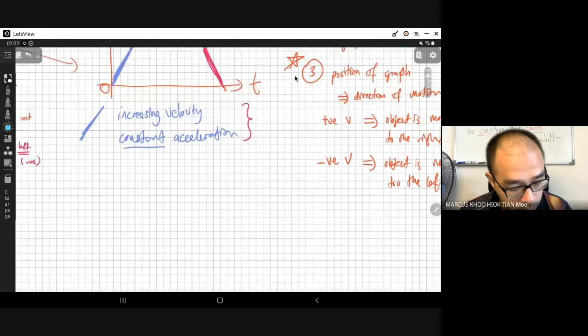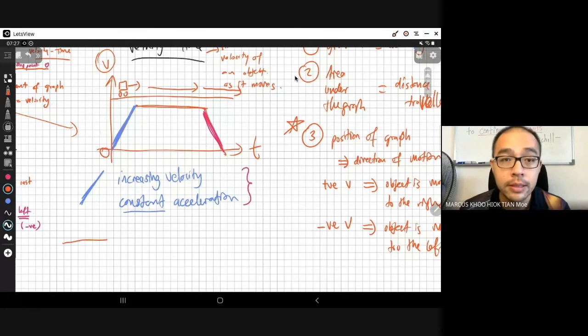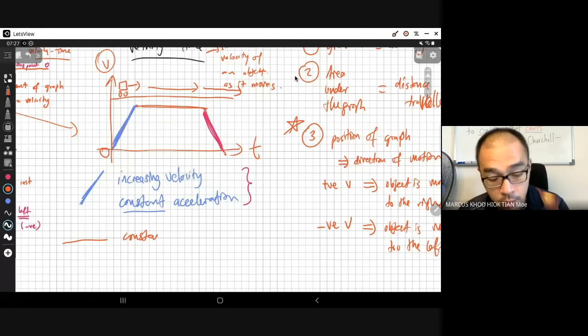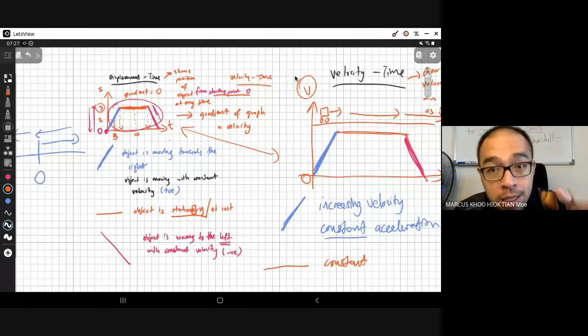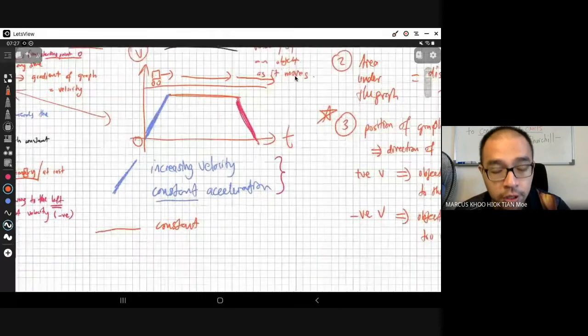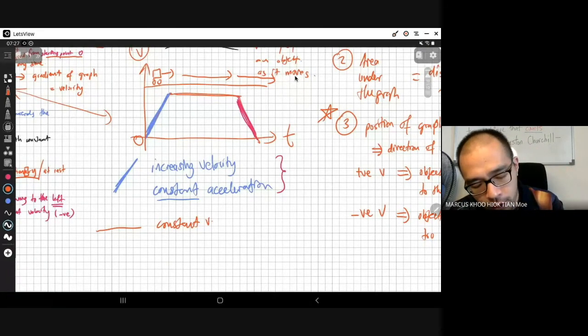So the second one is the orange color line, flat like this. This will be constant velocity. Is it moving? Yes, it is moving. If the displacement time graph is flat like this, it is not moving because the position doesn't change. But for the velocity time graph, the velocity doesn't change. If it is moving, it is still moving, but with a constant velocity and zero acceleration.